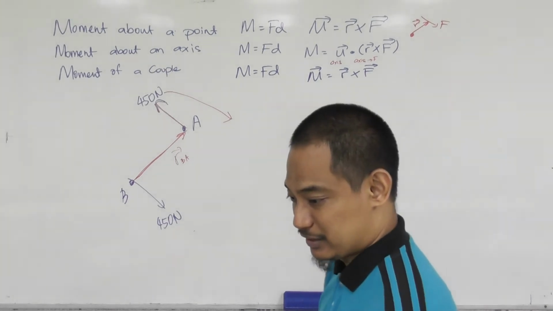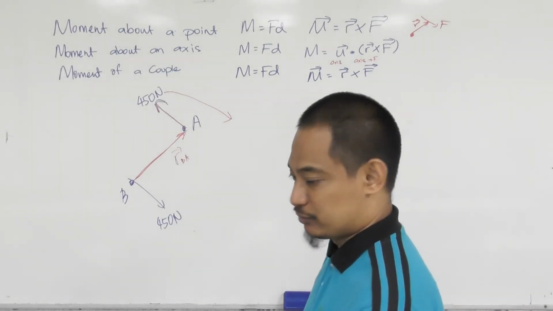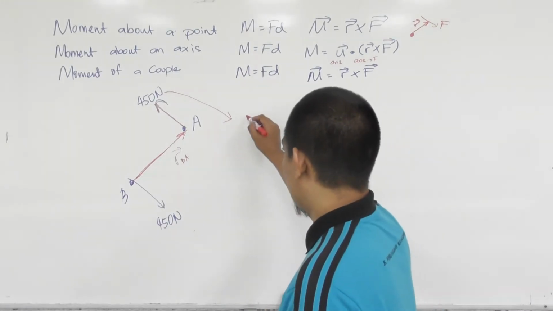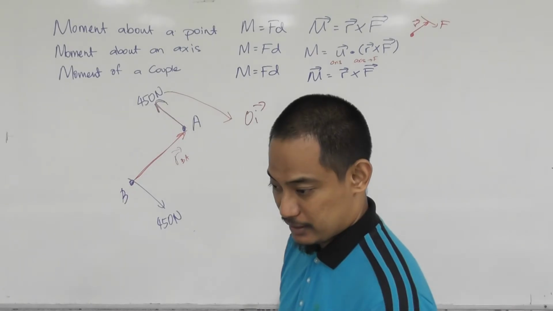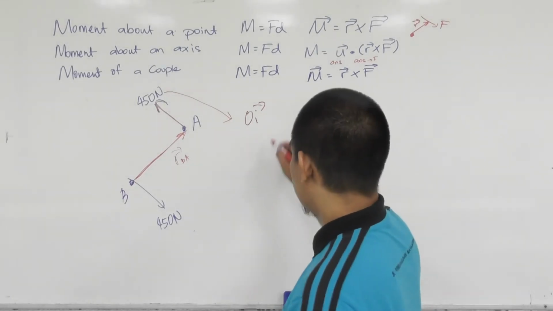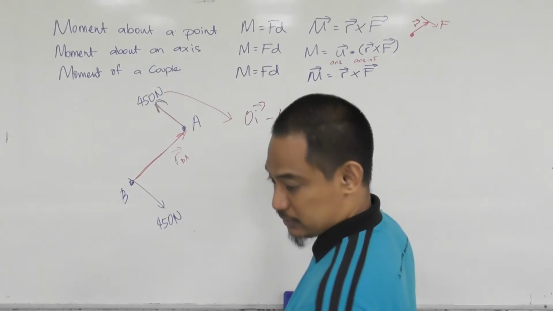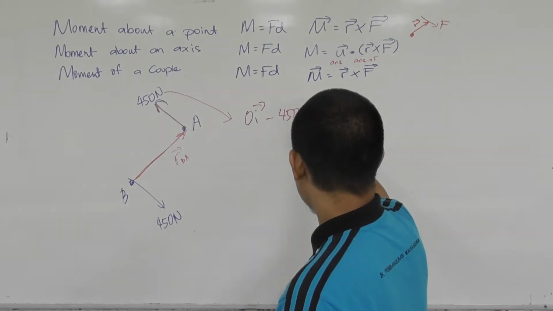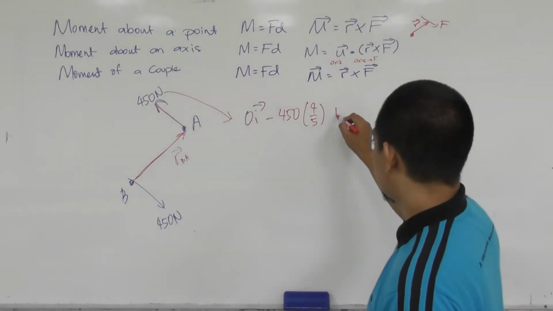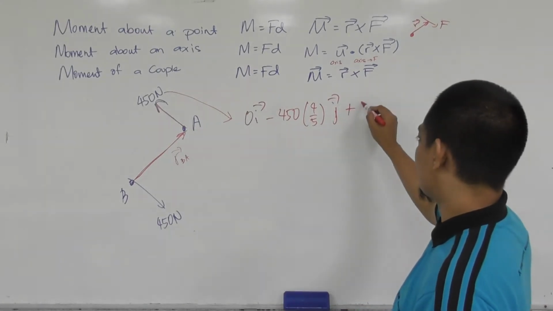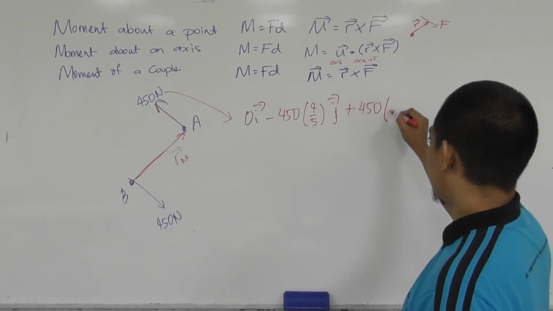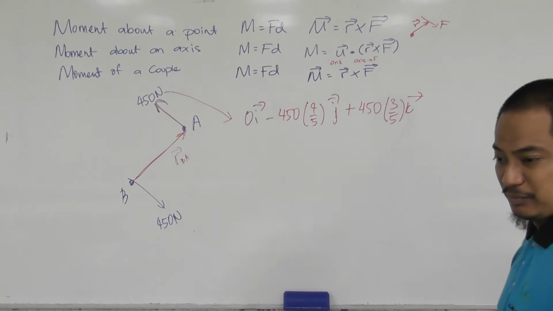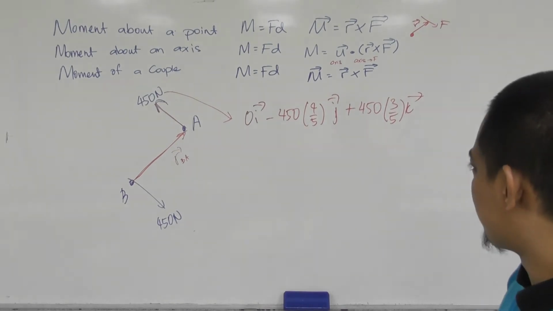In this case, okay, let's just try. So 450 in terms of the X component is 0, so 0i, and then the Y component is on the negative side, so negative 450, the triangle is 4/5, and then plus 450, 3/5 K. So that will be the vector for this particular one.